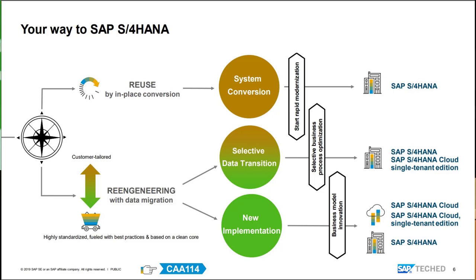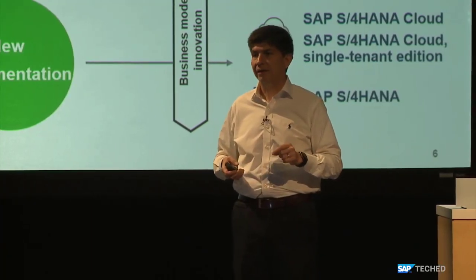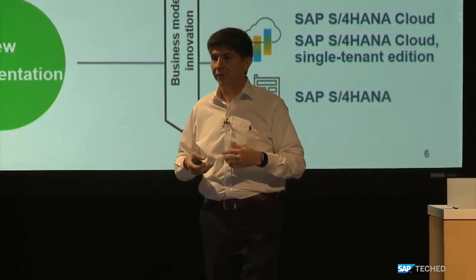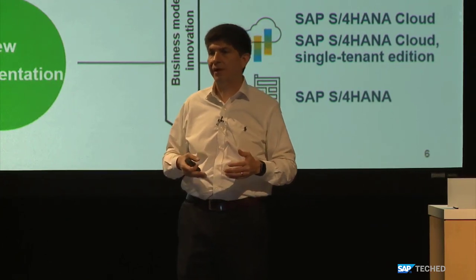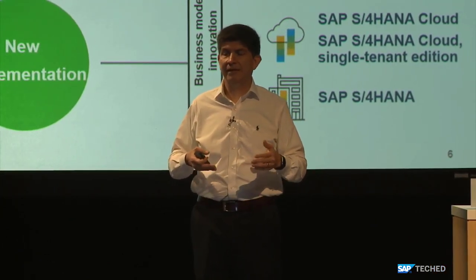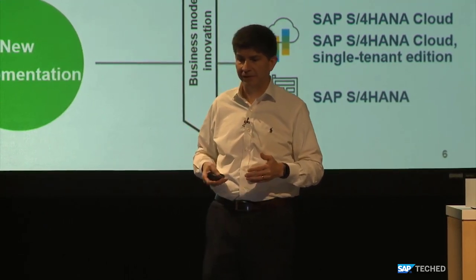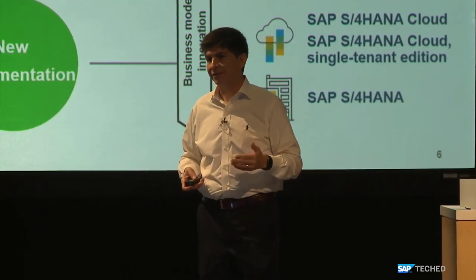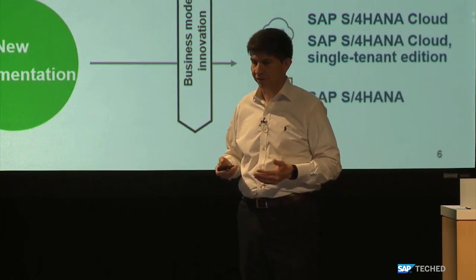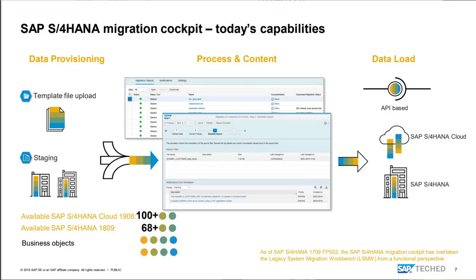And the topic that I will cover today is what about the new implementations? And that will include S4HANA on-premise, the single tenant edition, and S4HANA Cloud. And just to set the stage, S4HANA Cloud is basically a new implementation. There is no conversion path from any on-premise system. Going into S4HANA Cloud requires a new implementation. And this will be the tips and tricks that I will be providing in terms of the data migration.